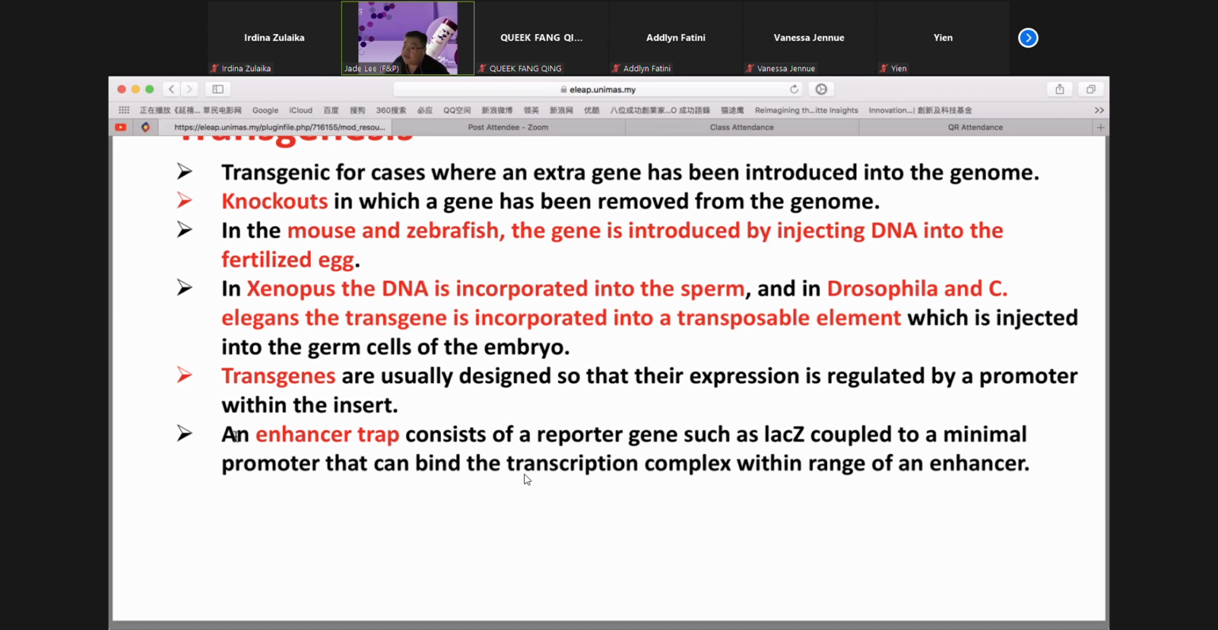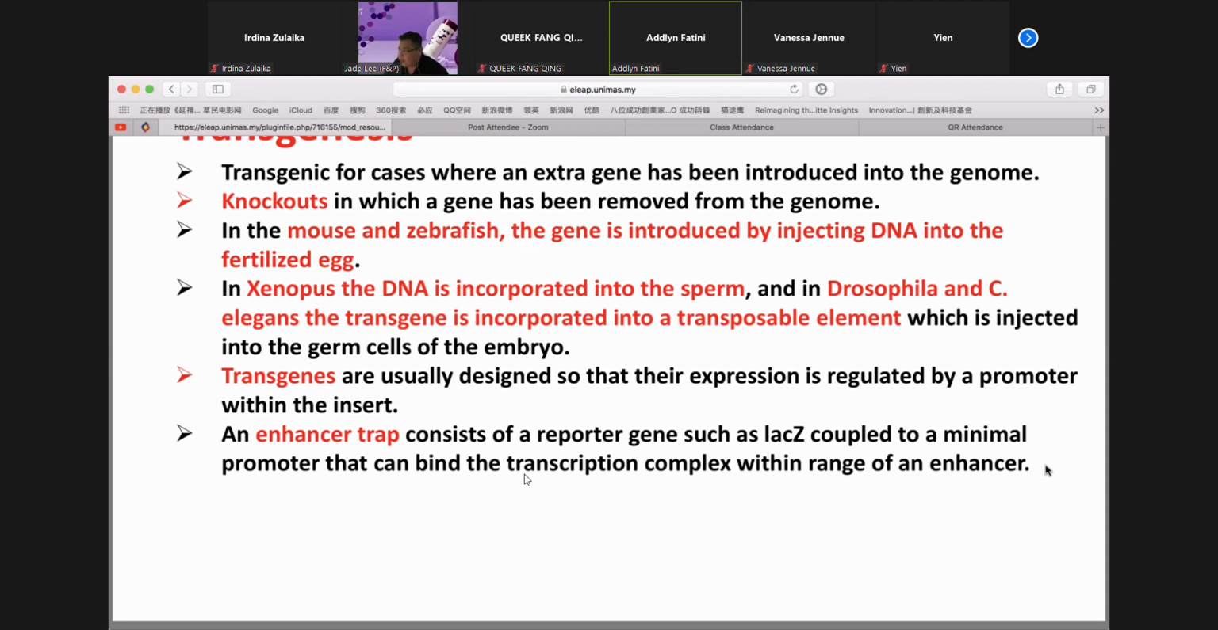Or we also can have the enhancer trap. Okay, the enhancer trap consists of the reporter genes such as the LacZ genes coupled with a minimal promoter that can bind the transcription complex within the range of an enhancer. Kita trapkan enhancer tu, bila kita trap enhancer tu, enhancer tidak express. You know, for a gene to express, enhancer tu kena berfungsi kan? Ya, kita ada promoter, kita ada enhancer. The enhancer is the one that enhance the promotion of the promoter. Betul tak? It could be upstream of the promoter. Masih ingat tak?